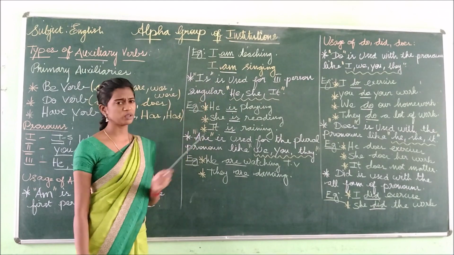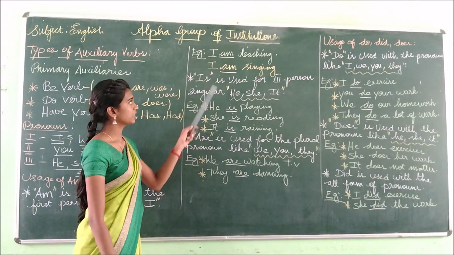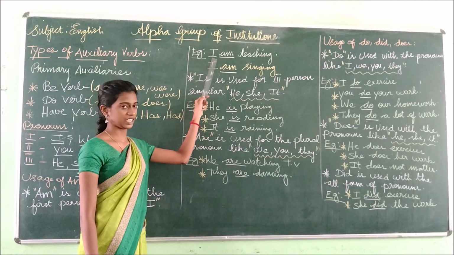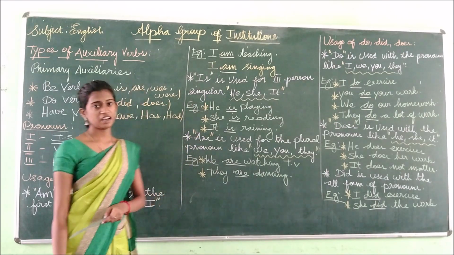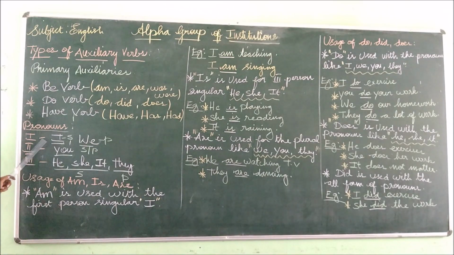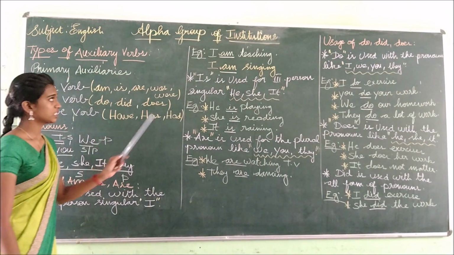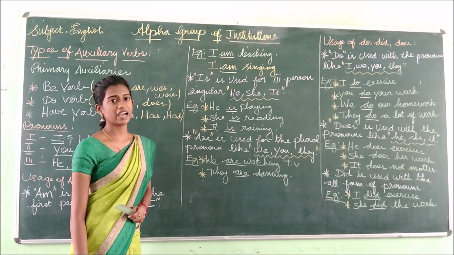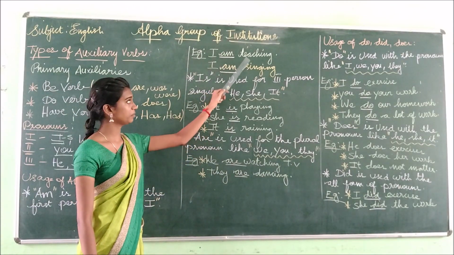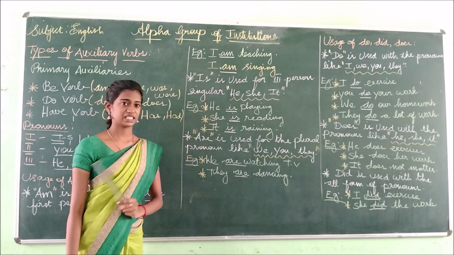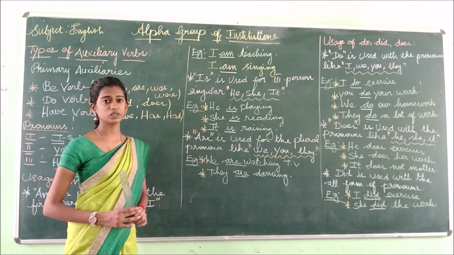So what is the pronoun in the sentence? Yes, the pronoun in the sentence is I. So I comes under which person? Here I comes under the first person and I is the singular subject. So if the singular subject I comes, we have to use the verb am. So I am teaching. I am singing. Have you understood where to use am?